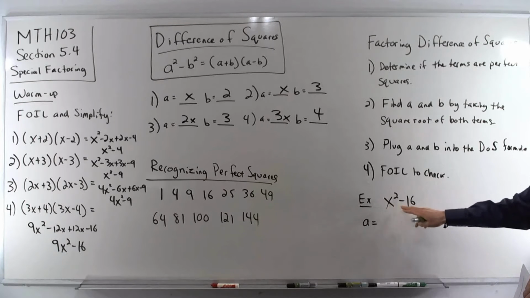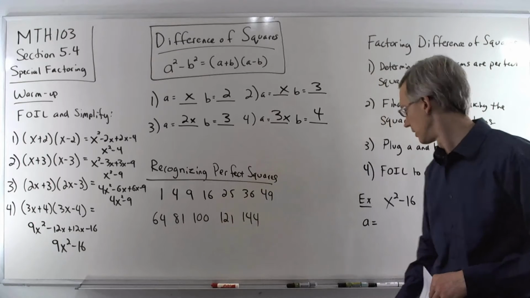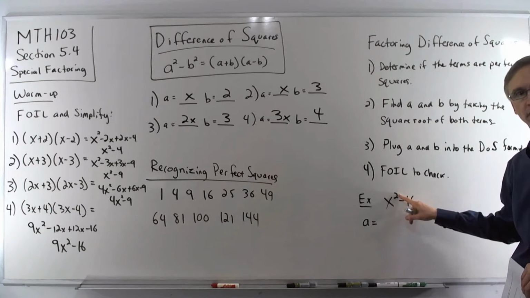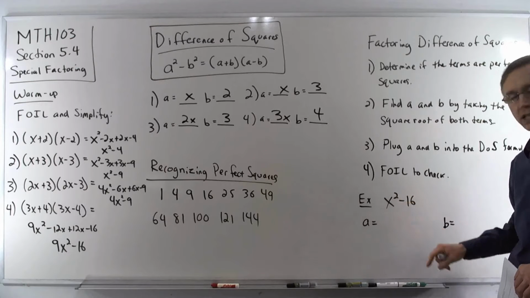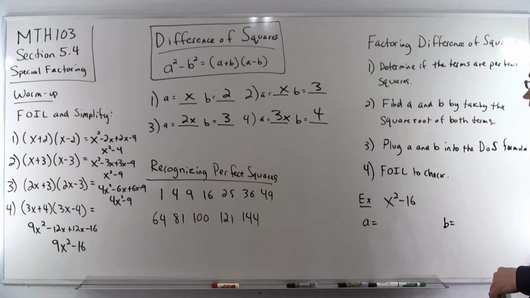First example is x squared minus 16. Well, 16 is in our list. 16 is a perfect square. And any variable to an even exponent is a perfect square. If it's to an odd exponent, it is not a perfect square. But this one is even, so this x squared is a perfect square.